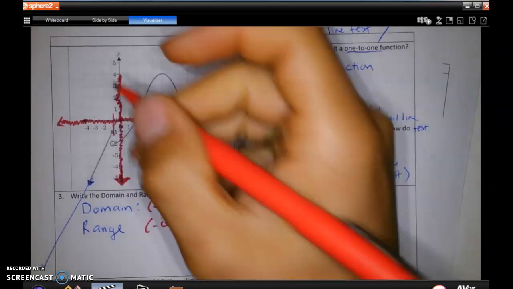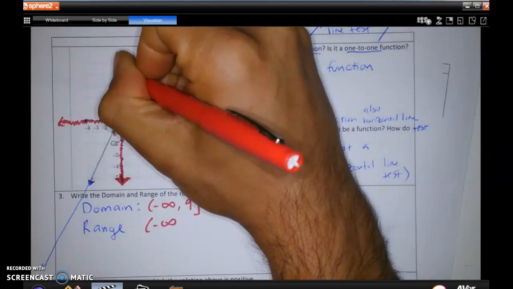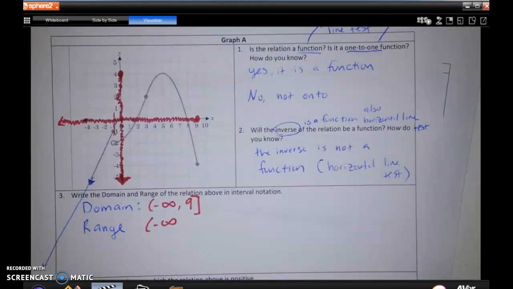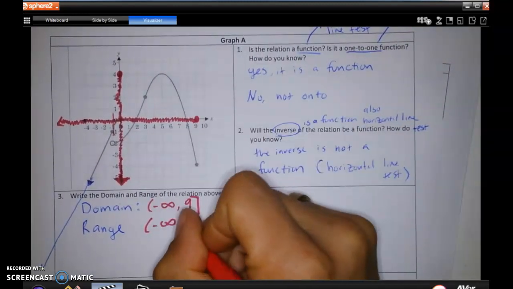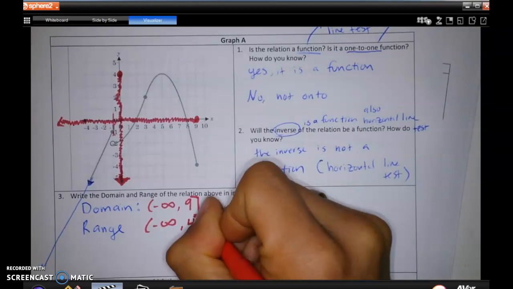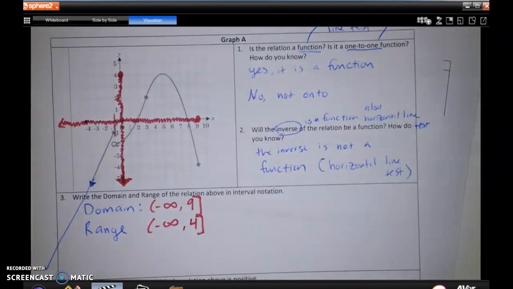Very nice. I'm seeing it, guys. It is a full circle, because remember, we would clearly mark an empty circle. So this goes all the way up to 4, inclusive of 4. We have determined our domain and range.